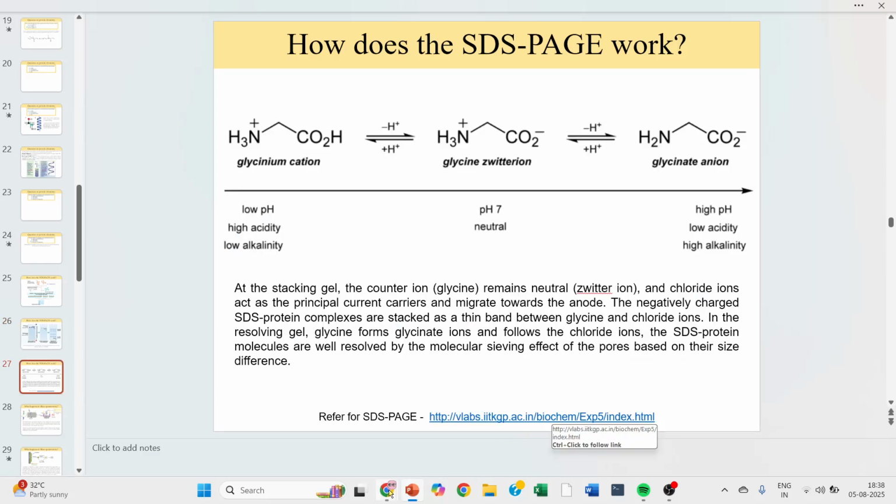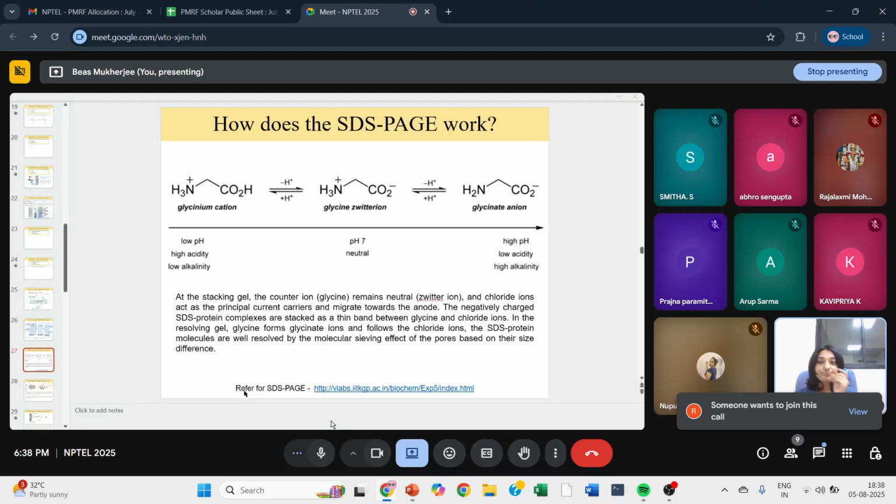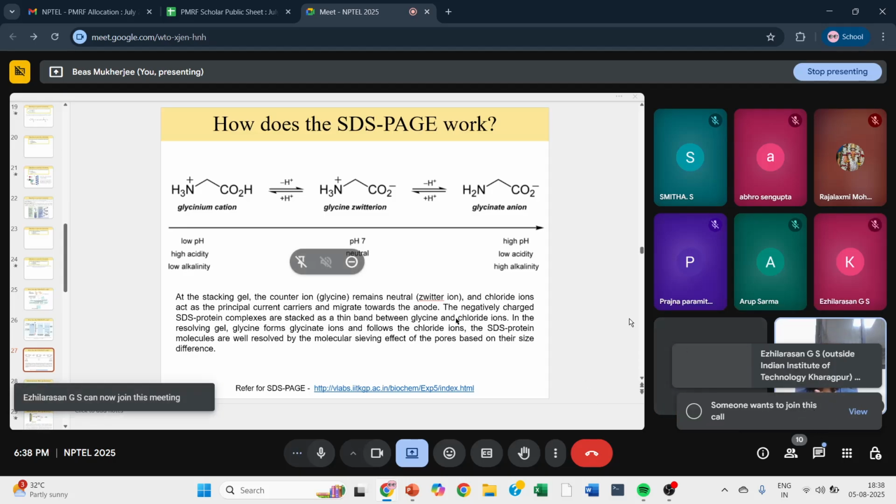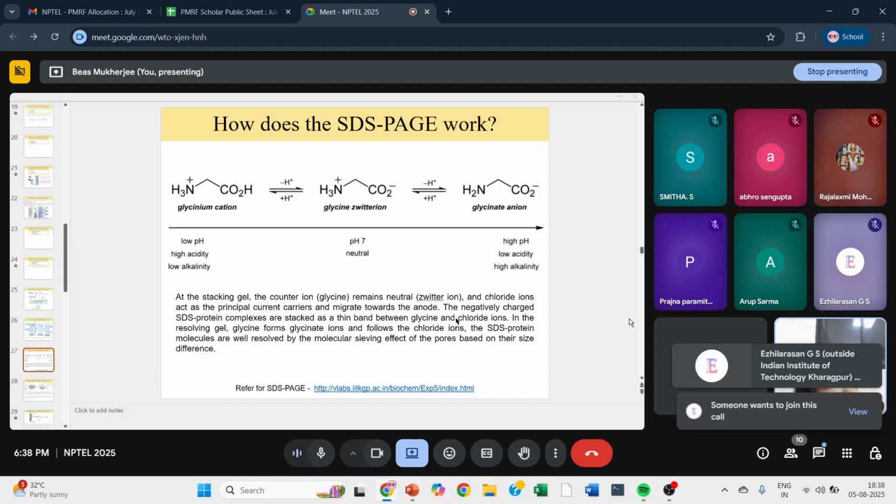So see, here you'll get to know. At the stacking gel, the counter ion or glycine remains neutral. It's a Zwitter ion. Zwitter ion means it is having equal number of positive and negative charges. And the chloride ion is the principal current carrier, and it migrates towards the anode, which is the positively charged electrode. The negatively charged SDS protein complexes are stacked as a thin band between glycine and chloride ions.